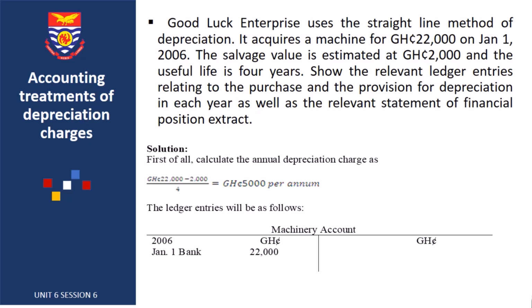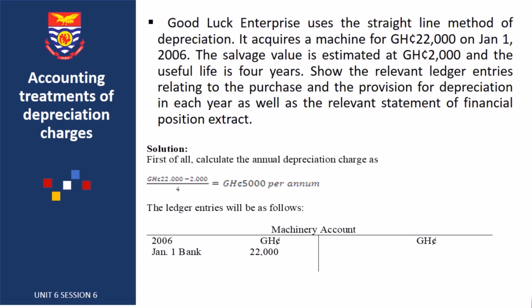Good Luck Enterprise uses the straight line method of depreciation. It acquires a machine for 22,000 on 1st January 2006. The salvage value is estimated at 2,000 and the useful life is 4 years. Show the relevant ledger entries relating to the purchase and the provision for depreciation in each year, as well as the relevant balance, the statement of financial position extract.